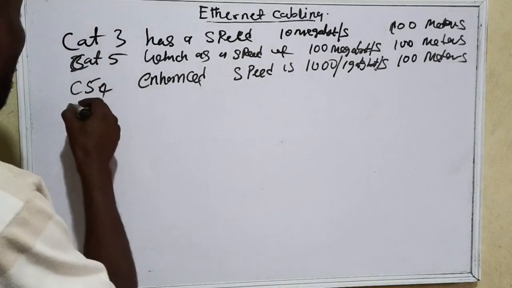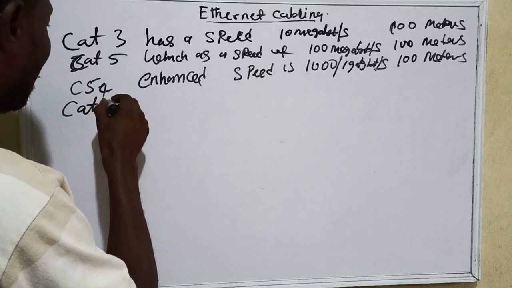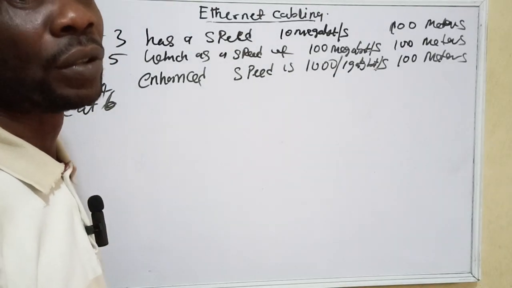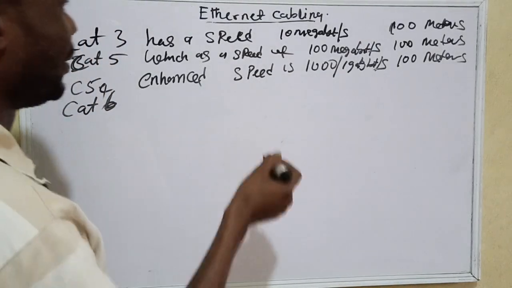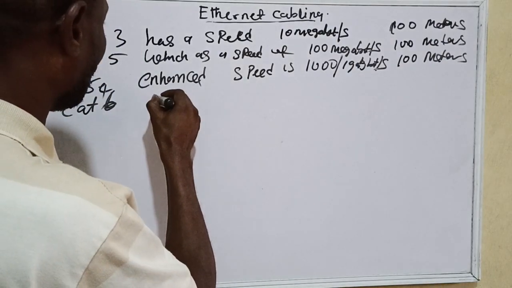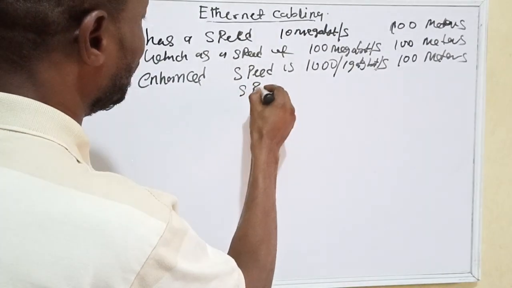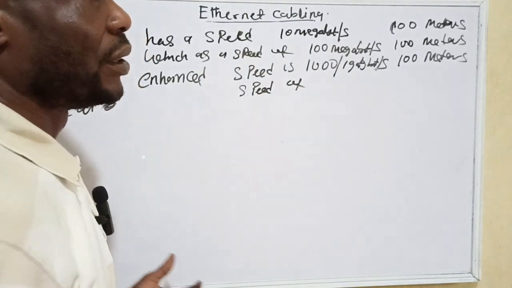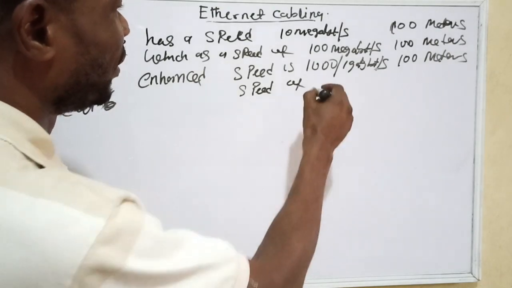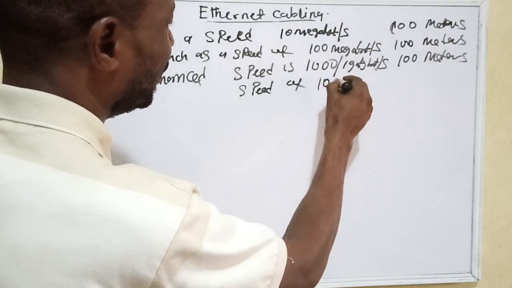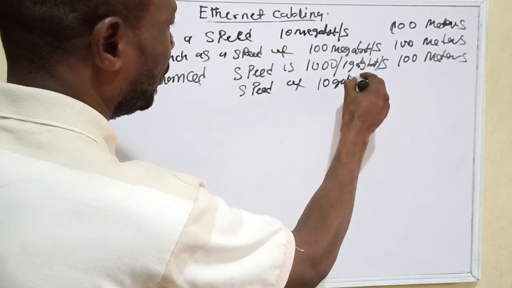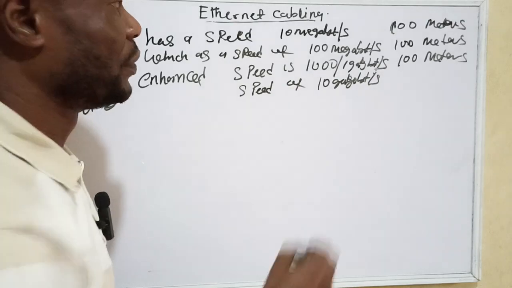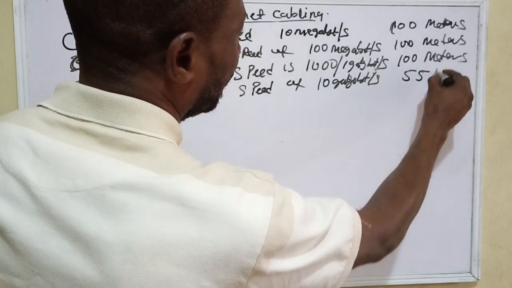So another one is Cat 6. Cat 6 cable, this Cat means category. This Cat 6 has a speed of 10 gigabit per second, but at a range of 55 meters.